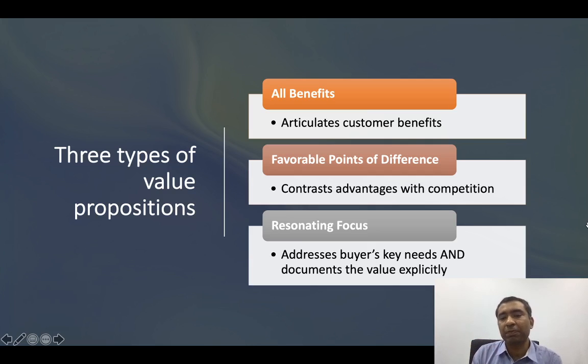So there are three types of value proposition which you can use during your marketing strategy. You have to think whether you will go to explain all benefits, only favorable points of difference, or go with the reasoning focus. So this is the key decision you can make while you are dealing with the value proposition.